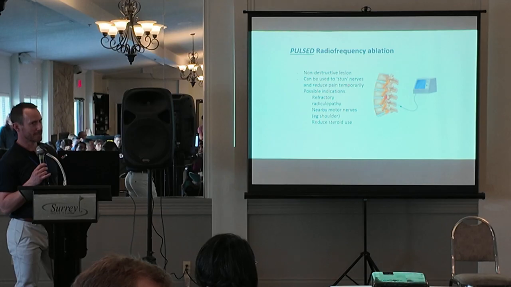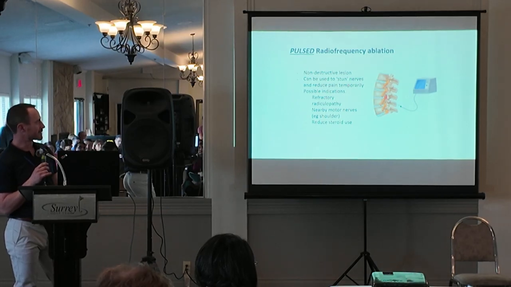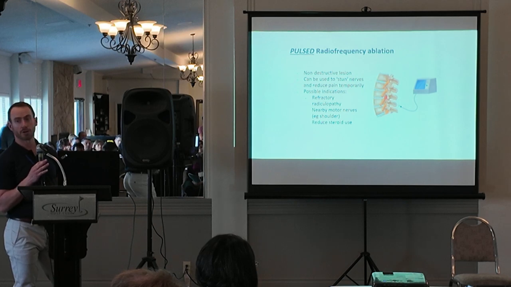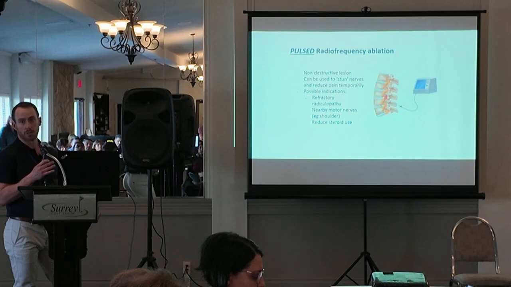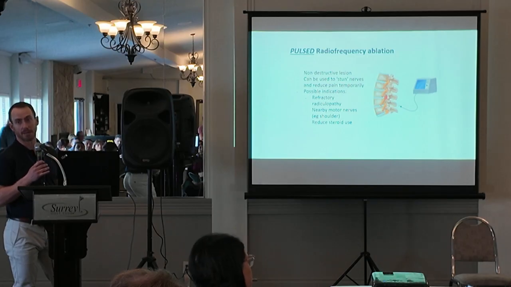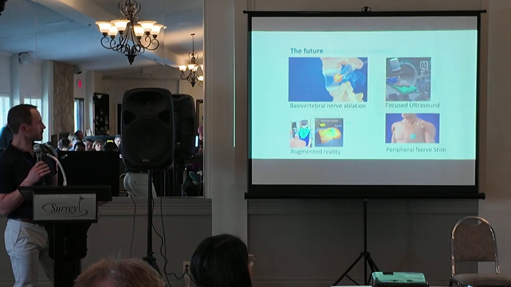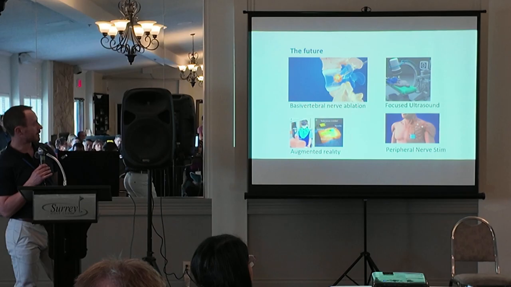Pulsed radiofrequency ablation, we kind of talked about this a little bit. It stuns nerves. The reason why we use it is when there's a motor nerve in the area that we don't want to ablate. So like in the shoulder, we'll do pulsed RFs of some of the nerves there because you've got motor nerves really close by. You don't want to burn those. And then the future, so basivertebral nerve ablation like we talked about.